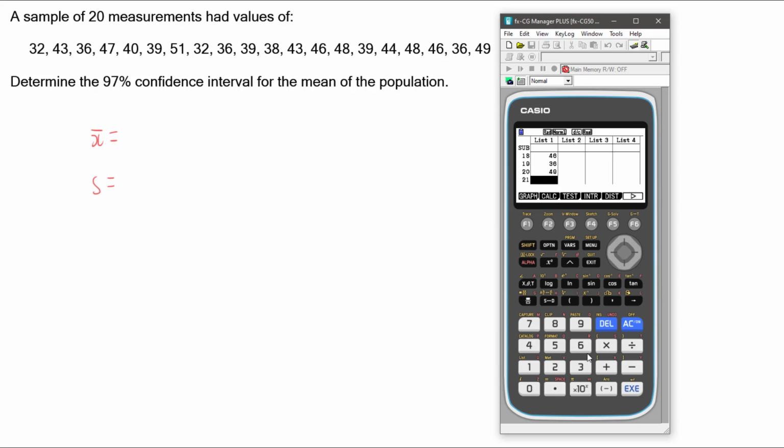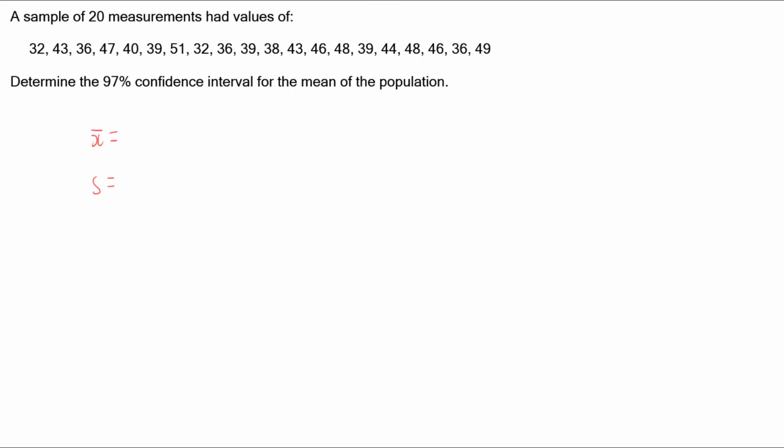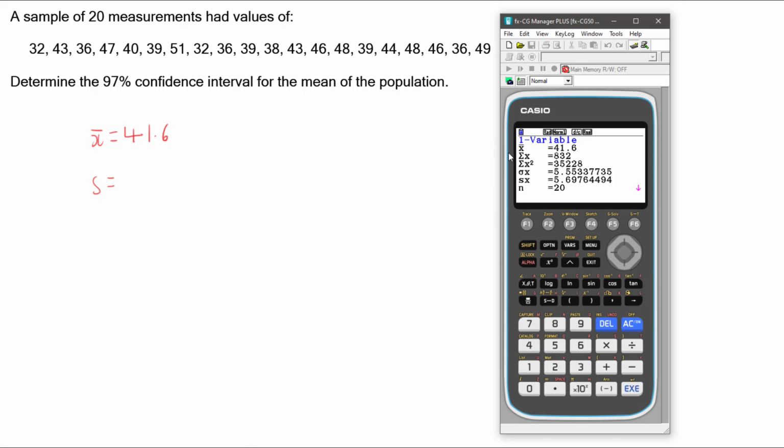So we put our numbers in, and then under our calc menu, we can have one var, and it gives us our single variable statistics. And we can see up the top, we have our mean, 41.6. So we'll write that in here, 41.6. And we have two standard deviations, sigma x and sx.